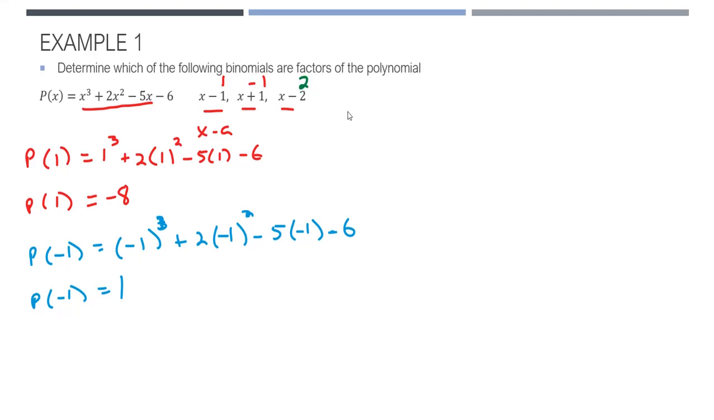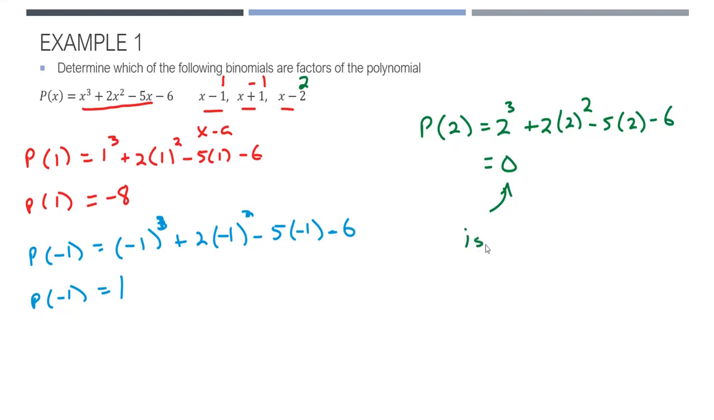So here we're going to put in 2. So p of 2 is equal to 2 cubed plus 2 times 2 squared minus 5 times 2 minus 6. And we find that that's equal to 0. So yes, this is a factor. So therefore, our only one is x minus 2 is a factor.